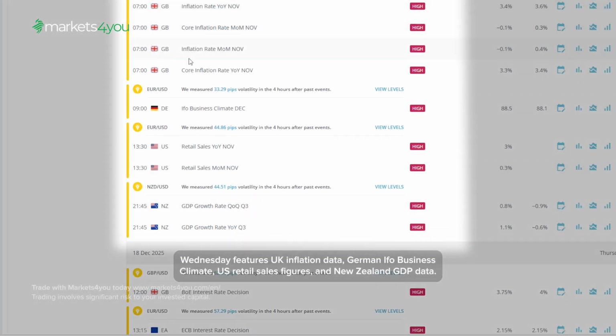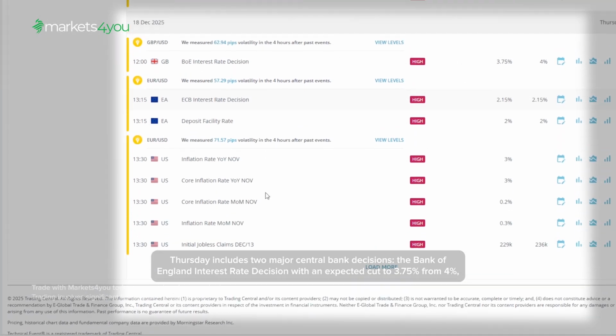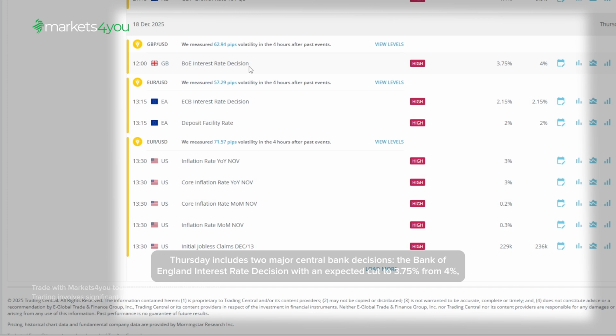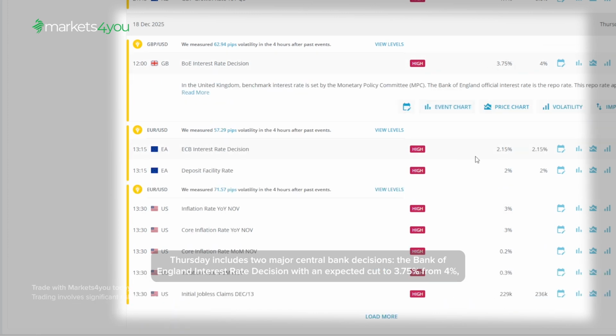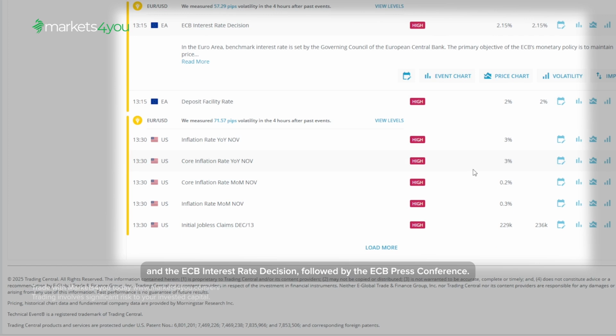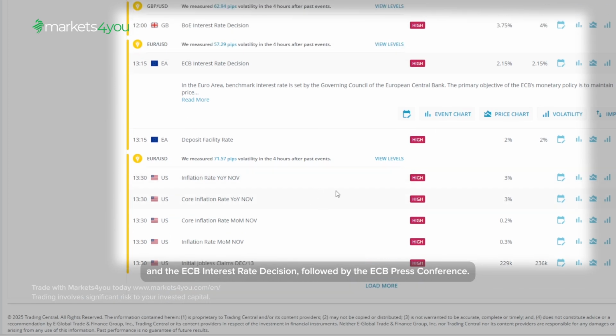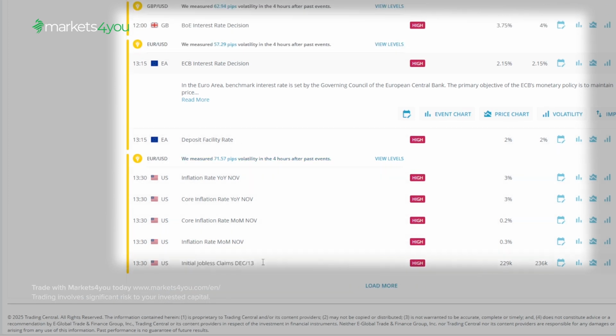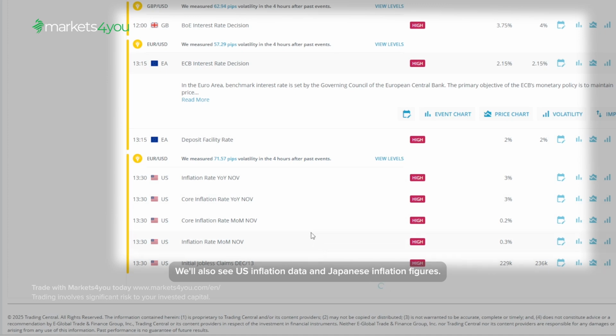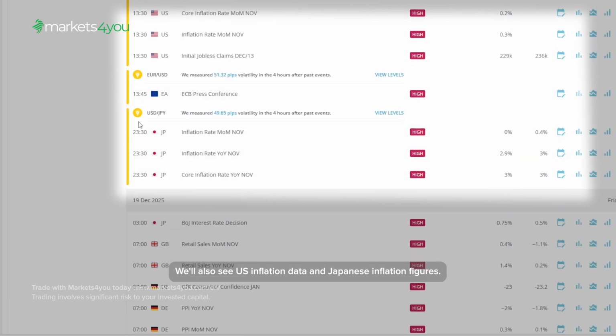Wednesday features UK inflation data, German IFO business climate, US retail sales figures, and New Zealand GDP data. Thursday includes two major central bank decisions, the Bank of England interest rate decision with an expected cut to 3.75% from 4%, and the ECB interest rate decision, followed by the ECB press conference. We'll also see US inflation data and Japanese inflation figures.